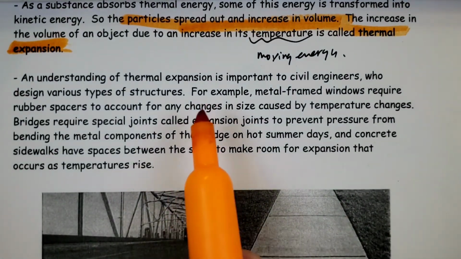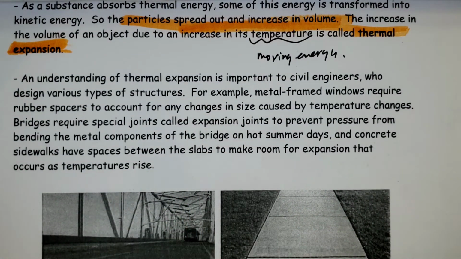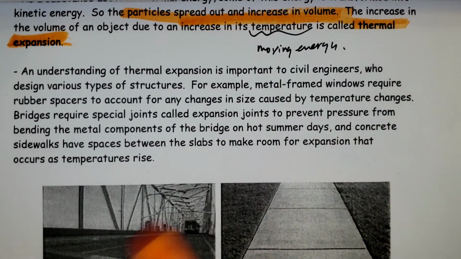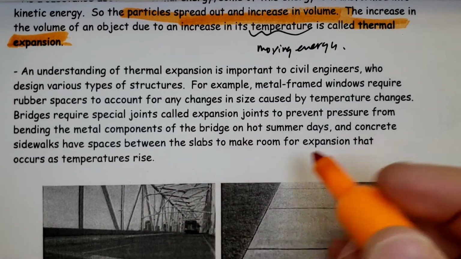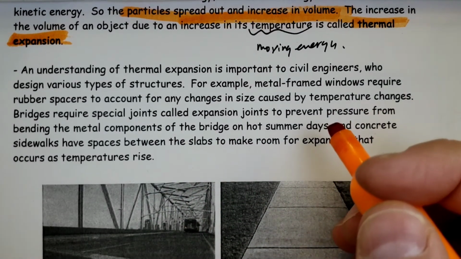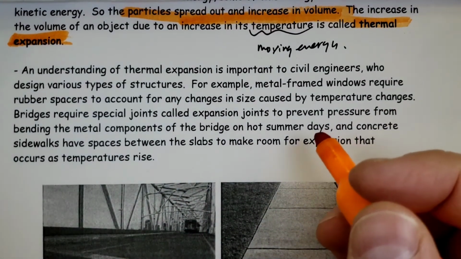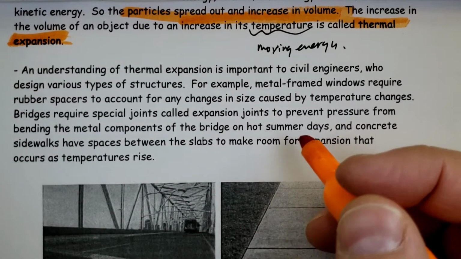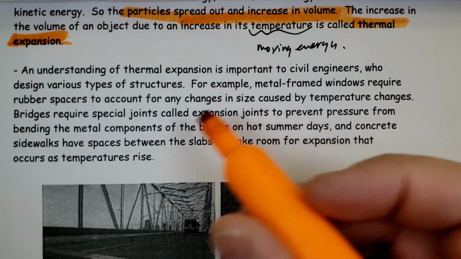An understanding of thermal expansion is important to civil engineers who design various types of structures. For example, metal-framed windows require rubber spacers to account for changes when temperatures happen. And of course, here in Saskatchewan, we experience a lot of that. We experience a lot of expansion in the summer and a lot of contraction in the winter.